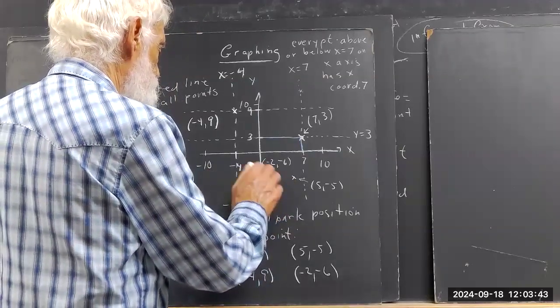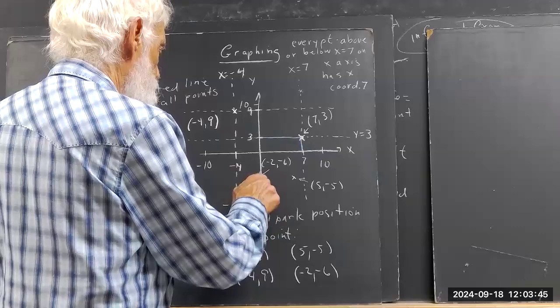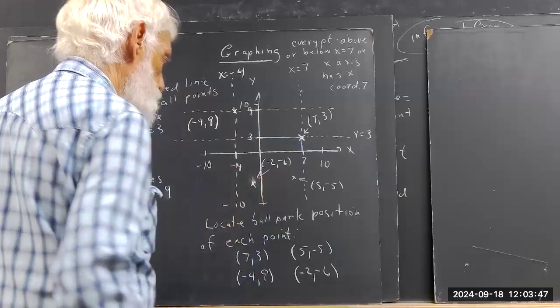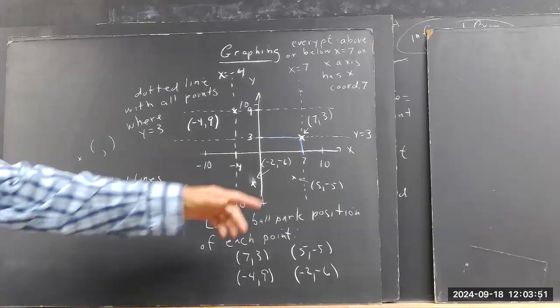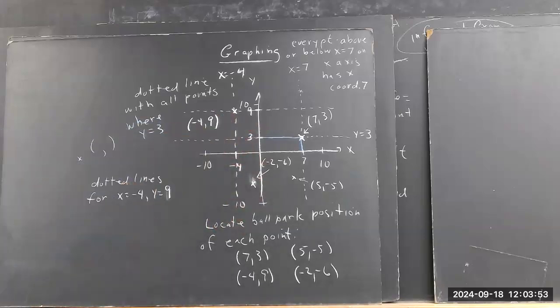So I'm gonna put there it is. Okay, somewhere around there. So you have a point in each quadrant. Now, you should know what quadrants are. If you don't, Open Math will explain it to you.